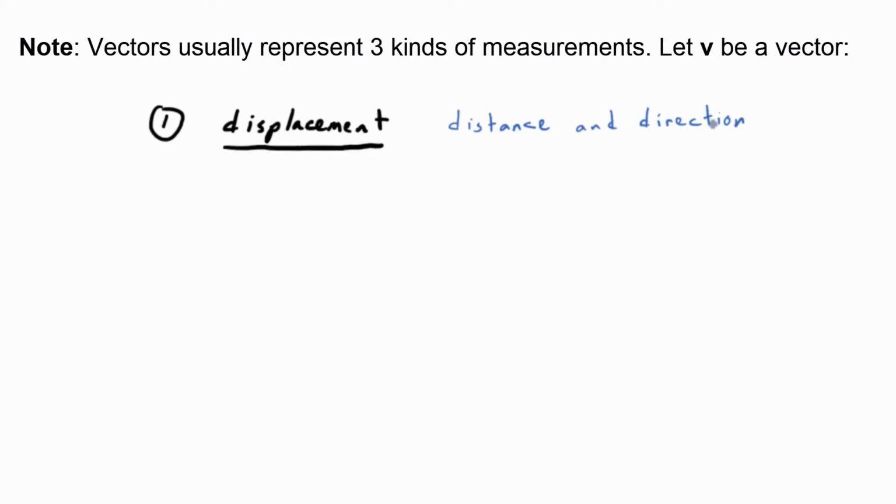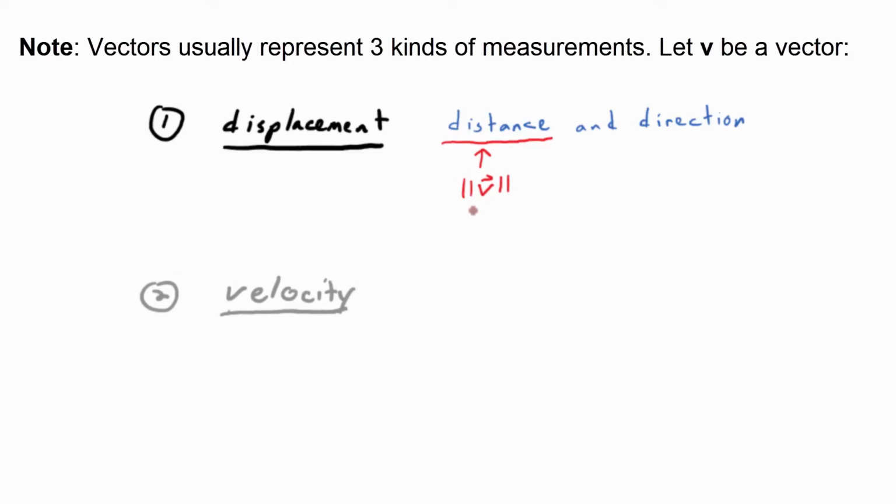If you walked 5 miles in the east direction, right? That's a displacement vector. It tells you how far you walked and in which direction. Again, let's be clear here. The distance is going to be given by the magnitude of the vector, call it V.